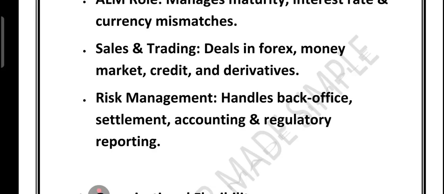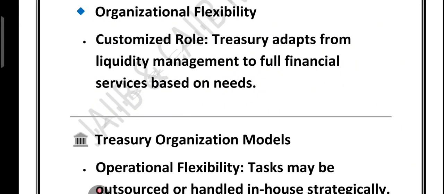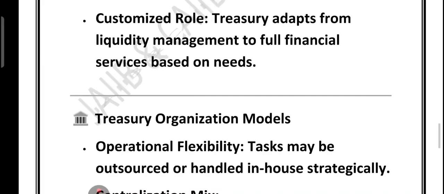So in short, we can say finance manages long-term strategy, treasury ensures daily liquidity and operational efficiency, and both handle long-term and short-term investment. Together they maintain a stable, profitable, risk managed financial system. Let's talk about the organization flexibility. So treasury adapts to the company need, from simple liquidity management to full financial service.